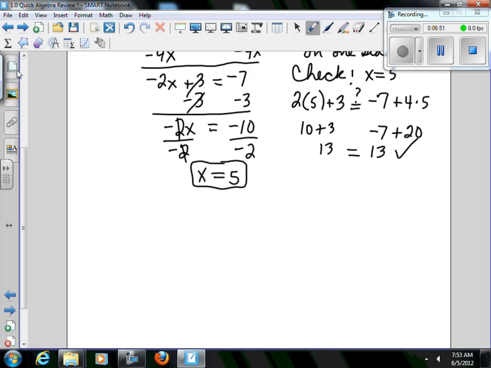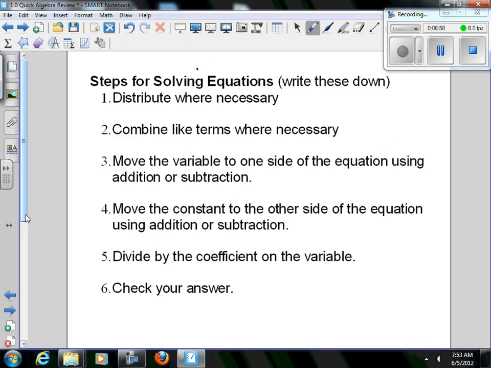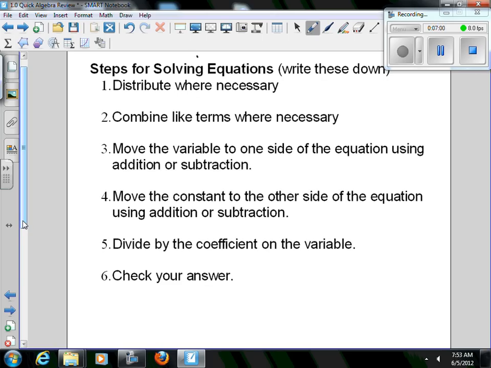So let's move on. Here are the steps for solving equations. Distribute where necessary. Combine like terms where necessary. Move the variable to one side of the equation using addition or subtraction. Move the constant to the other side of the equation using addition or subtraction. Divide by the coefficient on the variable, that's the number in front of the variable, and then check your answer.